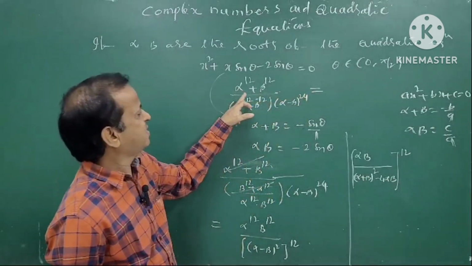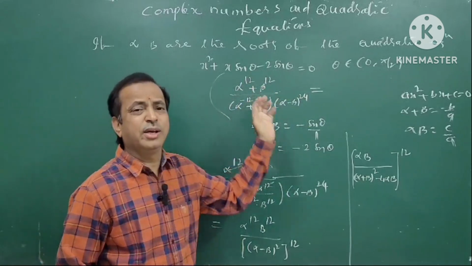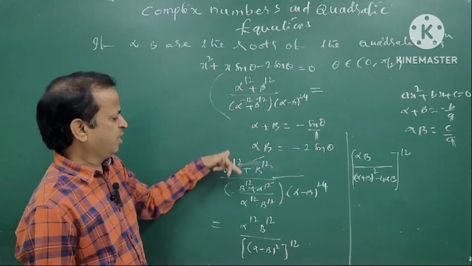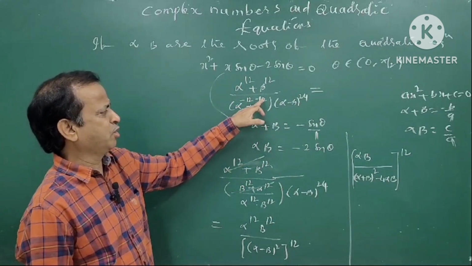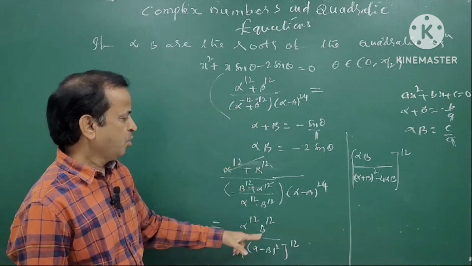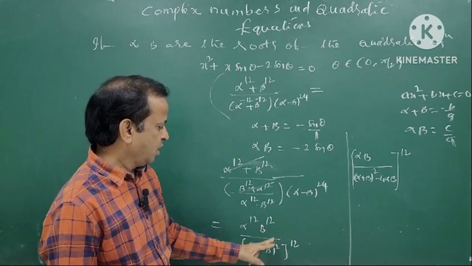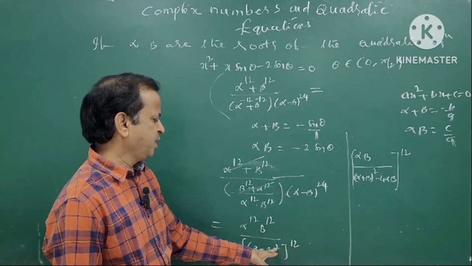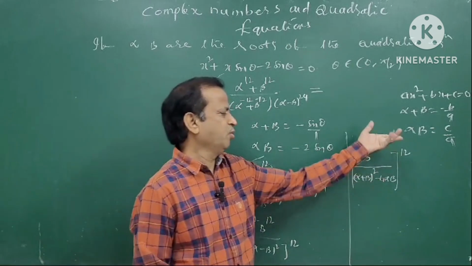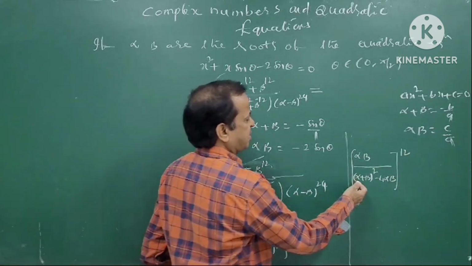So when we see alpha power 12, beta power 12, it looks complicated. First make it into the simplest form. Alpha power minus 12 is 1 by alpha power 12, and beta power minus 12 is 1 by beta power 12. Taking LCM, both will be cancelled. So here 24 is there, here 24 is there, here 12 is there. 24 can be written as 2 into 12. So a power m by b power m is a by b whole power m. So alpha minus beta whole square is alpha plus beta whole square minus 4 alpha beta.